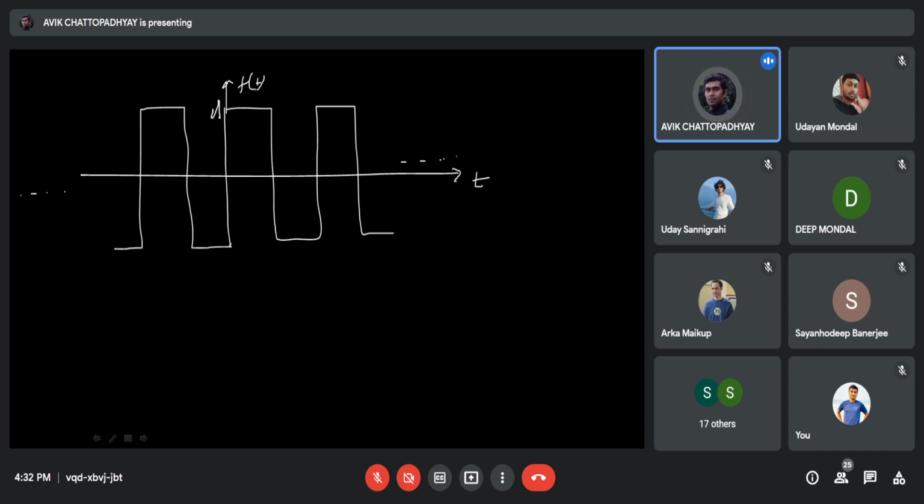Take this as plus A, this as minus A. This is 0, this is T0 by 2, T0 by 2, this is T0, one period. Okay, the question is very simple: find out its Fourier series expansion.